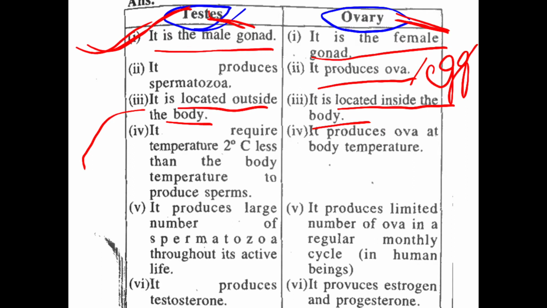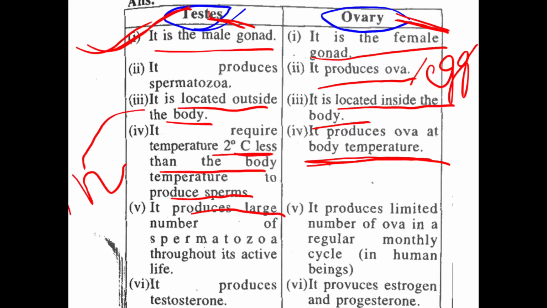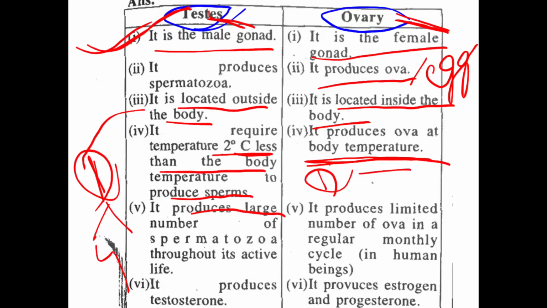Testis requires a temperature 2 degrees less than the body temperature to produce sperm, whereas the ovary can act at body temperature. Then the next point is that testis produces a large number of sperms, because one spermatogonium produces 4 sperms, whereas one oogonium produces only one ovum.